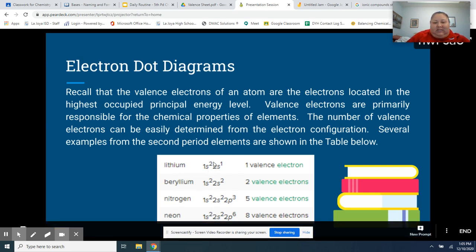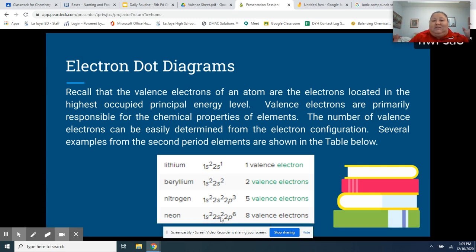If you'll notice, the highest energy level is period 2, energy level 2. For lithium, there's only one valence electron. For beryllium, there's 2 valence electrons. For nitrogen, there's 2 orbitals in energy level 2, so you're going to have to add 2 plus 3 makes 5. And the last one, neon, again has 2 orbitals, the s and the p, so you're going to have to add those 2 electrons in the s orbital to the 6 electrons in the p orbital for a total of 10. Okay, we'll stop there.